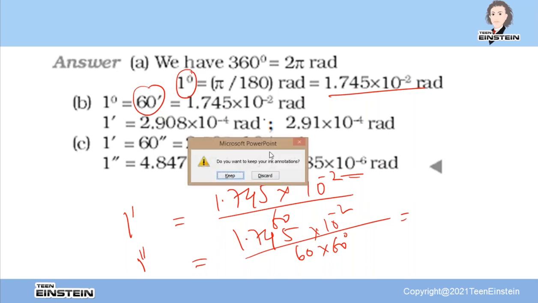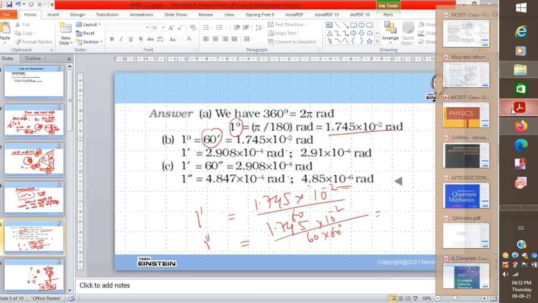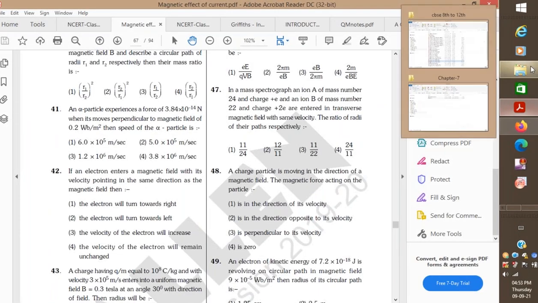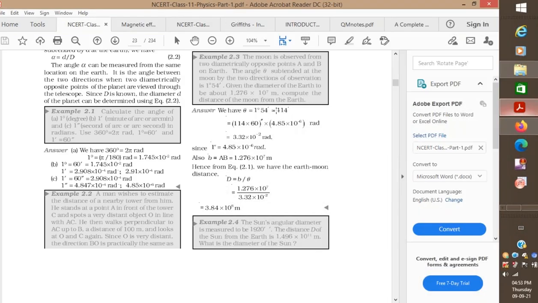This is the book. Suppose we want to see Deepa. I hope you are able to see the screen. So read this example 4.2. Yes, sir. Then can you try to find out this?